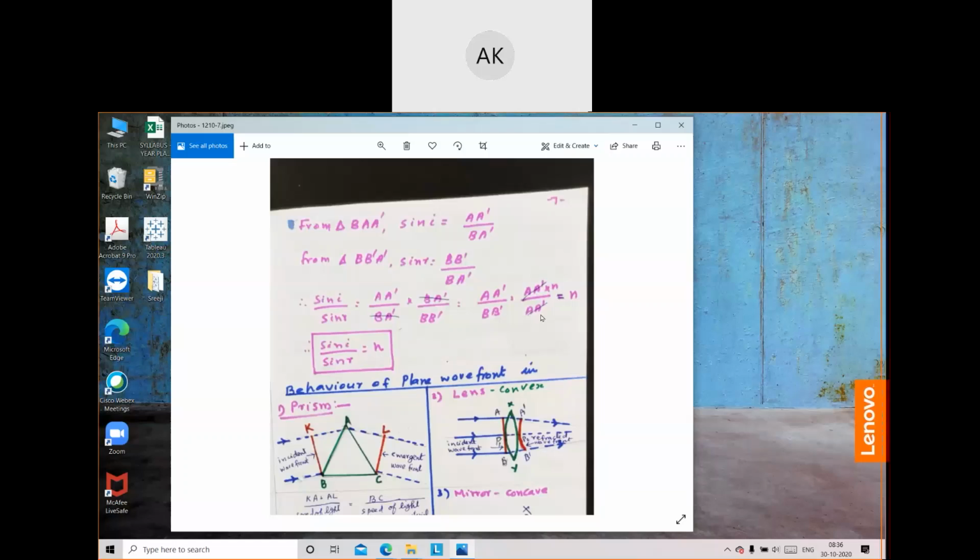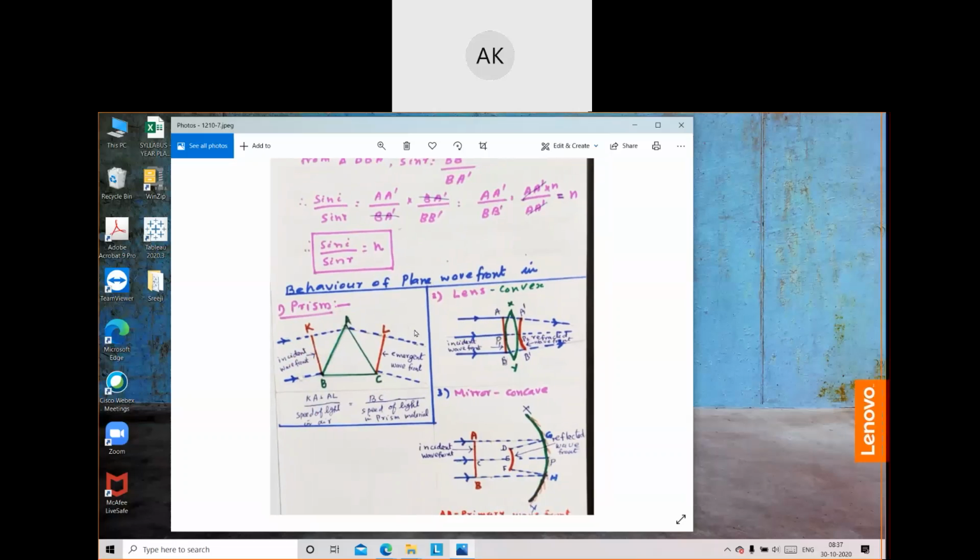A'A by n comes to the numerator, A'A gets cancelled, and we get n. n is the refractive index of the medium. So sin i by sin r we got, and hence the law of refraction is also proved using Huygens principle. For the 2 mark question, draw the figure, explanation, and if asked, prove Snell's law.